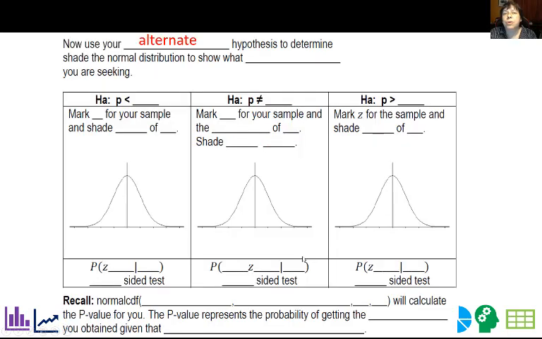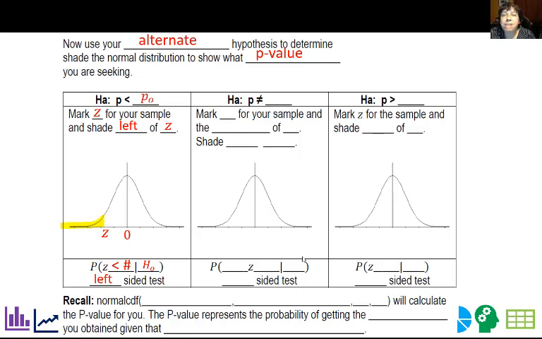So now you're going to use your alternate hypothesis to determine how to shade the normal distribution to show what p-value you're seeking. If your alternate is p is less than your hypothesized value, mark Z for your sample and shade left of the Z value. So I'm kind of doing Z's on this version of notes right now, and it'll make it easier for that middle part. So we are looking at the probability that Z is less than the number we got for our test statistic, given that the null is true. This is called a left-sided test. It can also be called a one-sided test.